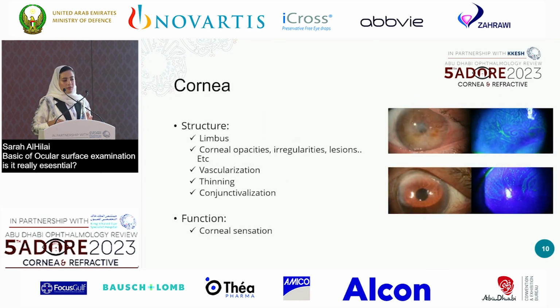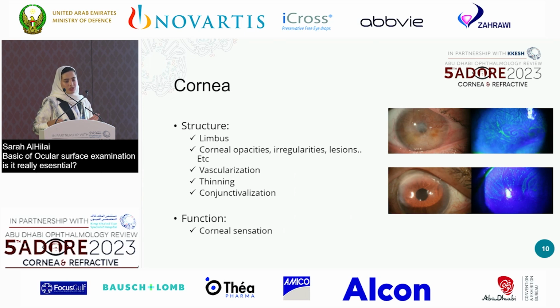So the cornea, again, we pay close attention at the limbus. The early signs of limbal stem cell deficiency are in the form of loss of the palisades of Vogt and the early staining pattern, as mentioned before, the vortex staining pattern of the cornea. Look for any corneal opacities, irregularities, lesions, vascularization, and how many clock hours of vascularization. Then look for the presence or absence of any thinning and conjunctivalization of the corneal surface.